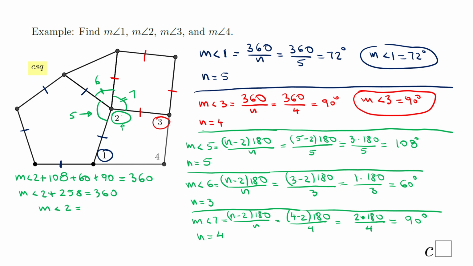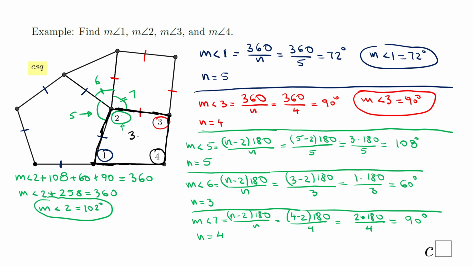And we end up with 102 degrees. Okay, so we finish angle 2. We have one more. We have angle 4, which is right here, right? And look at this polygon. This is a polygon with 4 sides. Okay, so what do we know about this polygon?